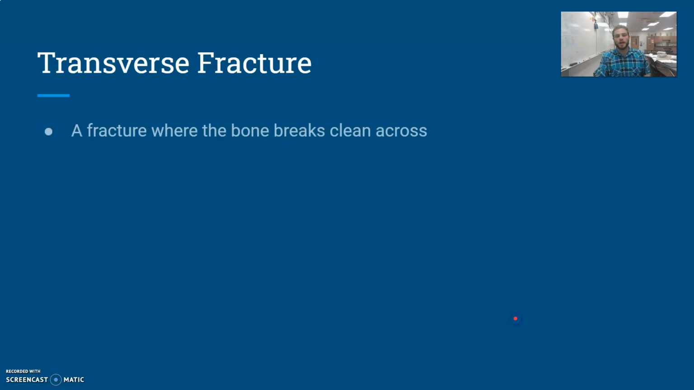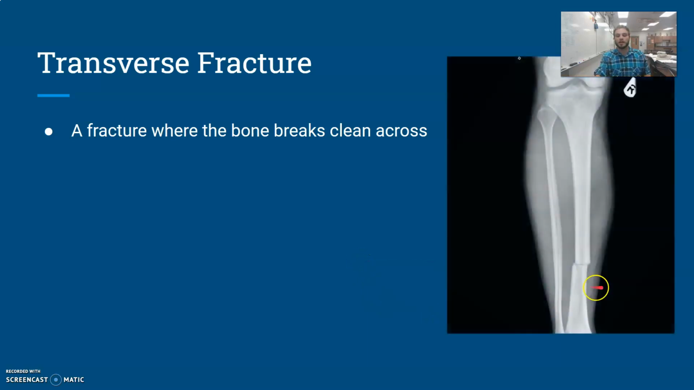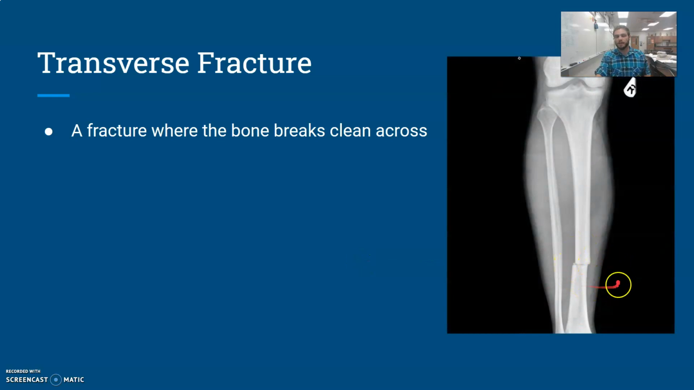Transverse fractures, these are pretty simple, although they aren't necessarily simple fractures. The bone is going to break clean across. It'll be a straight across fracture. So here, this is a very textbook transverse fracture of the tibia. That is almost completely horizontal with the ground that we see that fracture take place there.